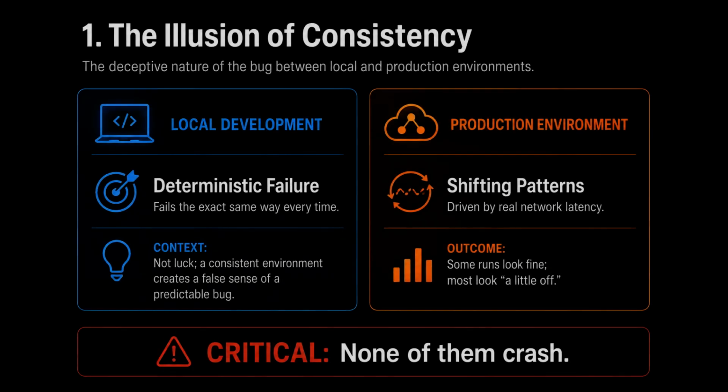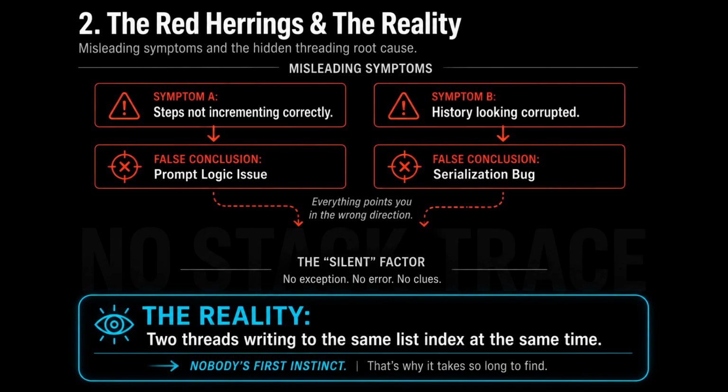Here's what makes this genuinely hard to catch. It's not non-deterministic in the way you expect a race to be. This isn't random. It's rigged. Deliberately, so it happens every take. But in your actual production agent, the timing depends on real network latency to real tools. So the corruption pattern shifts between requests. Some runs look fine. Most look a little off. None of them crash. And every symptom points at the wrong layer.